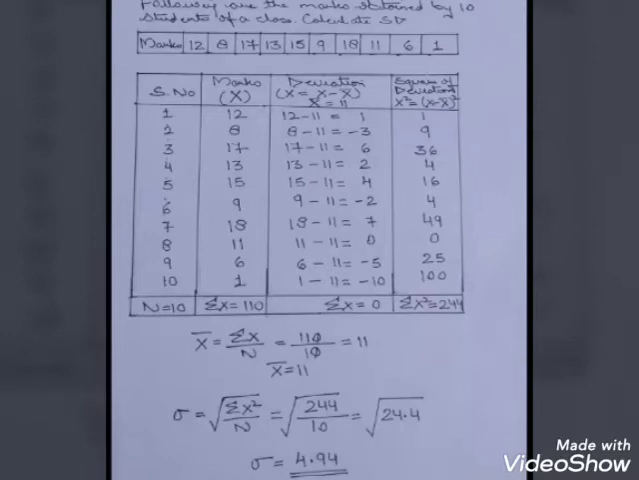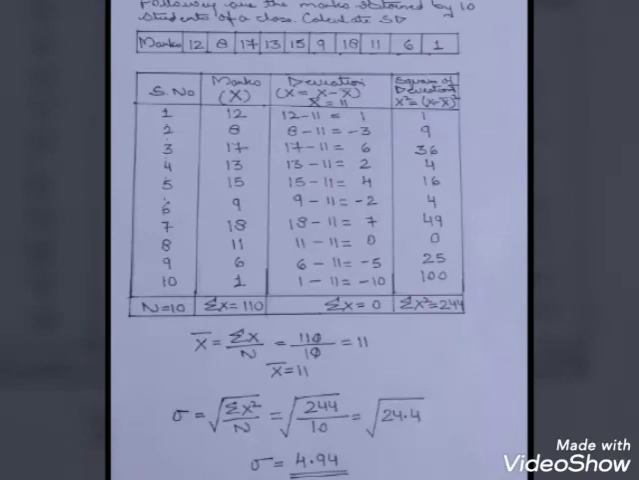Now we are going to find out the standard deviation. We'll put these values into the formula. The standard deviation formula is square root of sigma x square upon n. So our sigma x square is how much, children? It is square root of 244 upon n, which is 10. If you divide 244 by 10, you get 24.4. So you need to find out the square root of 24.4.